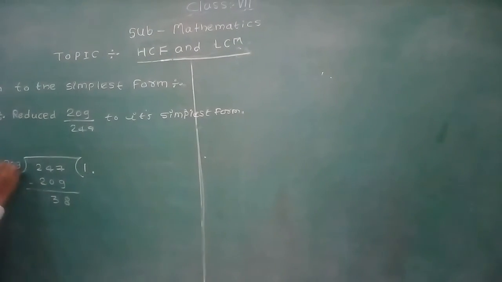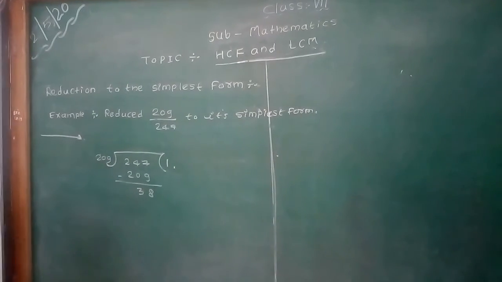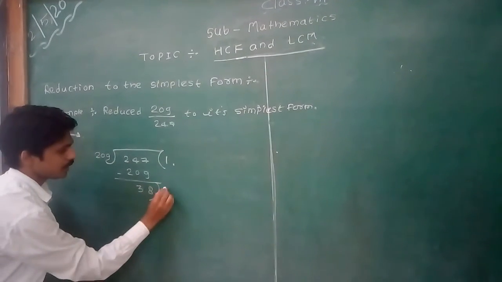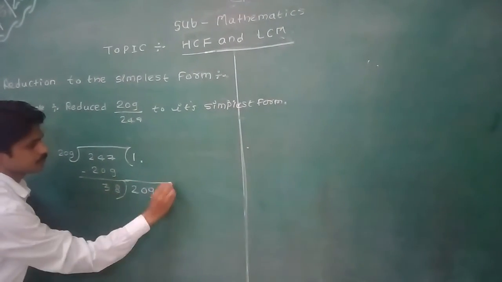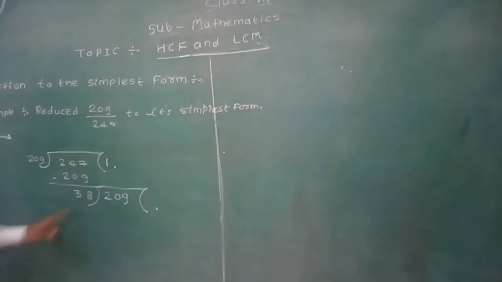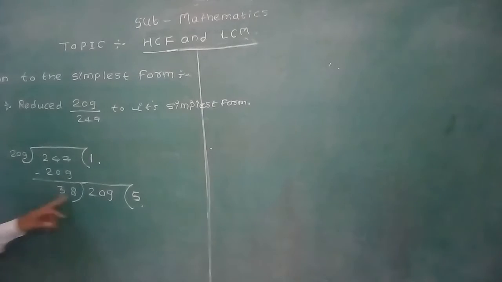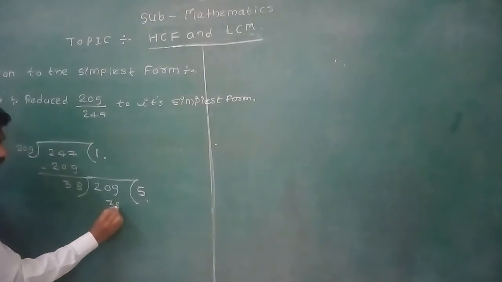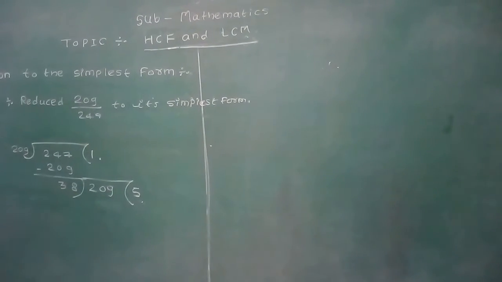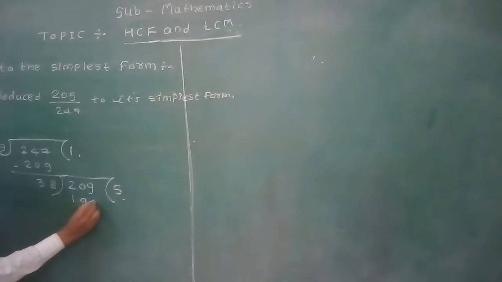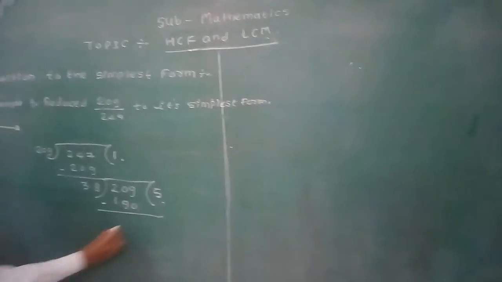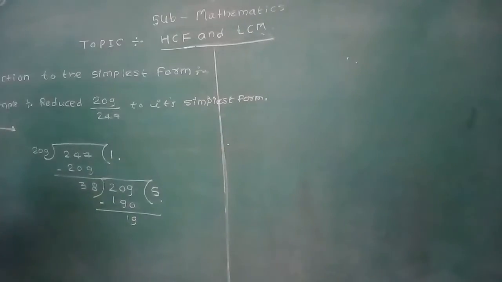Again, in these two numbers, the small number is 38 and the bigger number is 209. So write 209 here. Again divide this number, we get 5 here and 190 below. By subtraction we get 19.